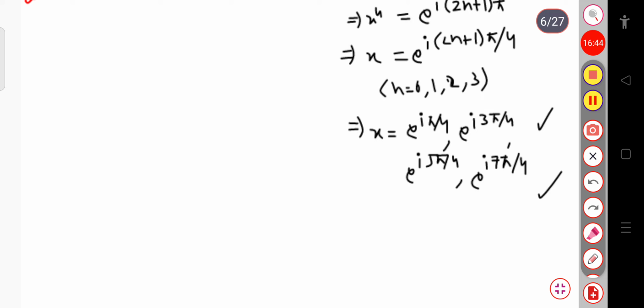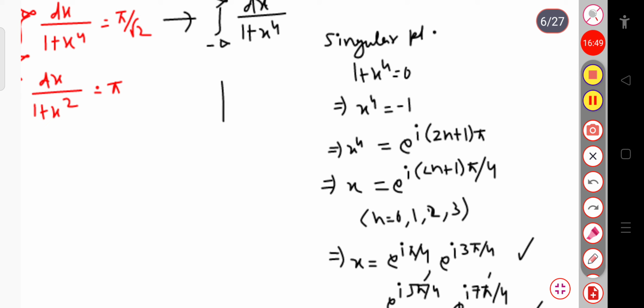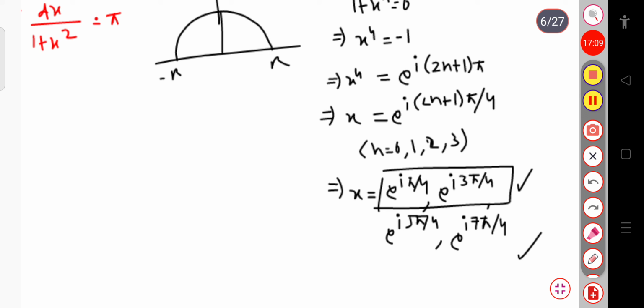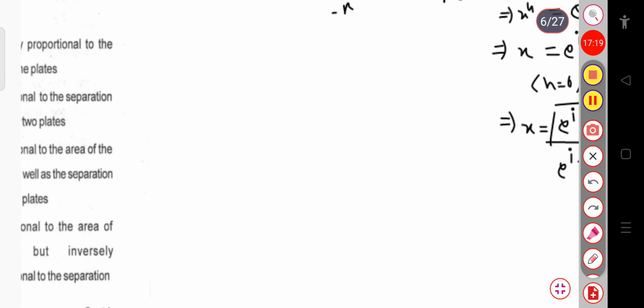Now we will see. Let me draw here. For this circle, suppose from minus r to plus r. Here for the upper half of the circle, only these 2 roots, exponential iota pi by 4 and exponential iota 3 pi by 4, exist. And the other 2, exponential iota 5 pi by 4 and exponential iota 7 pi by 4, will not exist in the upper half. So only for these 2 values I will calculate the residue of the function. Now let me calculate the residue of the function.